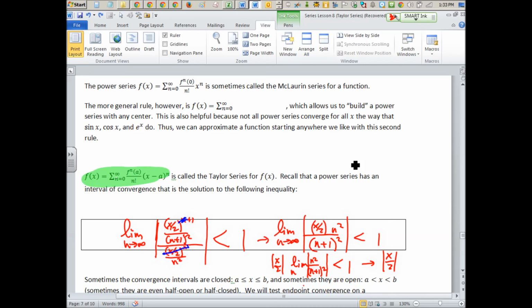So now, as n goes to infinity, this problem looks like the absolute value of x over 2 times 1 is less than 1, which is another way of saying x over 2 is between negative 1 and 1. Okay, so x is between negative 2 and positive 2.